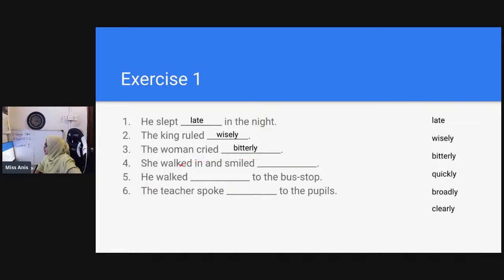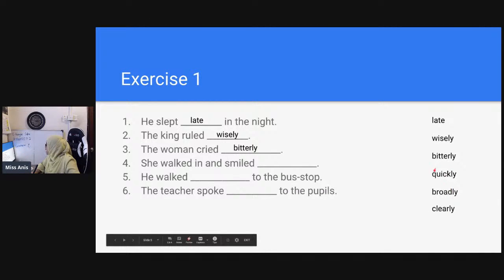Okay, number 4. She walked in and smiled. Okay, so here dia walk in, dia masuk. Contohlah ada pintu ataupun room ataupun dewan ke ataupun sesuatu space. So she, ada seseorang lady, dia masuk. She walked in and then dia senyum. Okay, so yang tinggal quickly, broadly and clearly. So smile, quickly, broadly, clearly. Clearly macam out sebab usually clearly ni sama ada space clear ataupun penerangan yang clear.